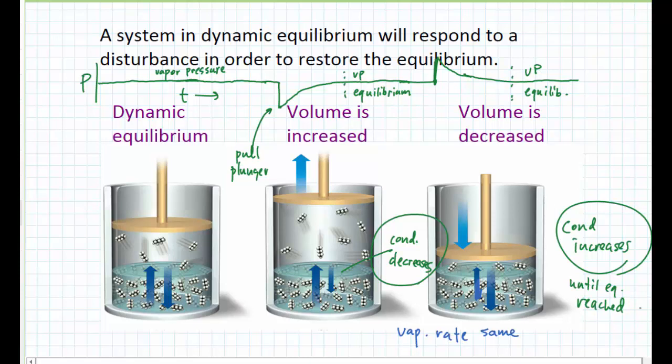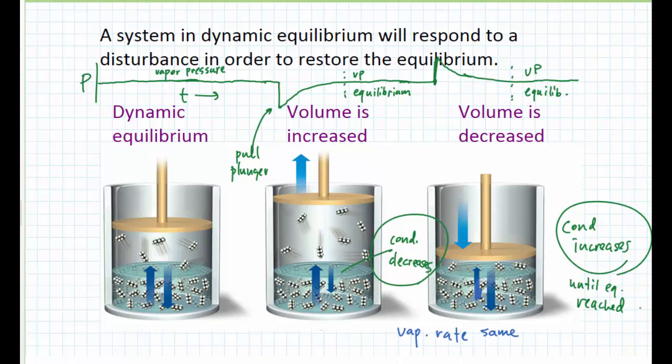I'll just set until equilibrium is reached. Okay. So that's what we mean by saying that a system will respond to a disturbance in its equilibrium, in whichever way will cause that equilibrium to be restored. Okay? That's how equilibria behave.